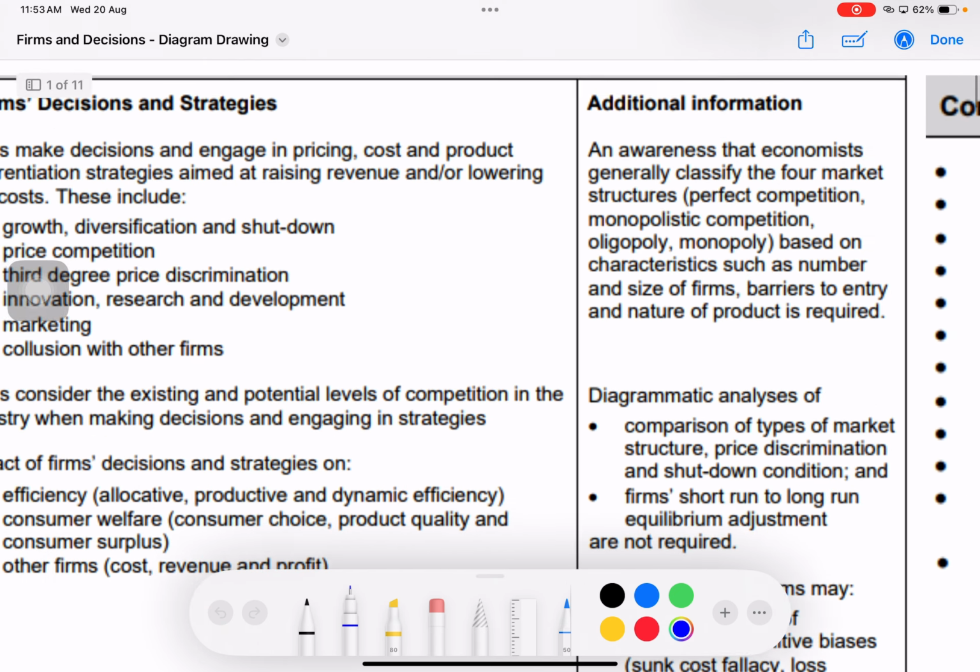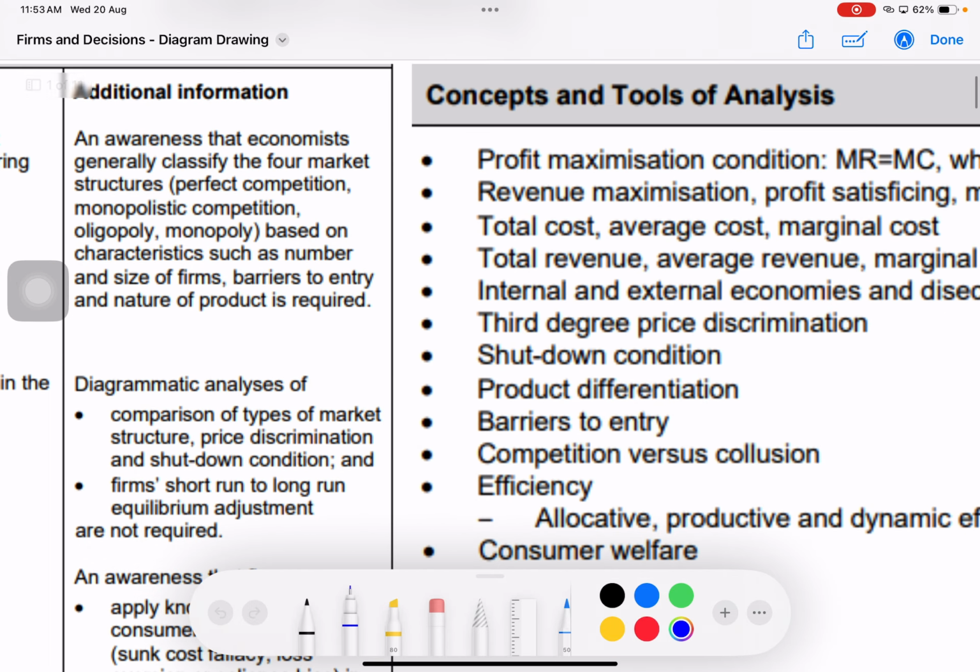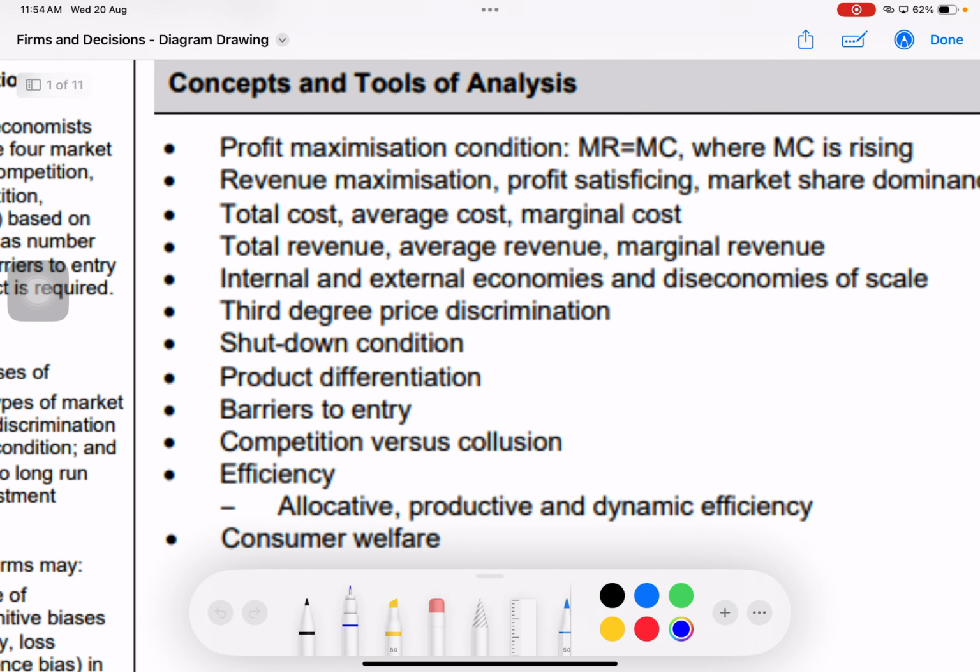Then the next thing is I also want to highlight this is actually the concept and tools of analysis, which I hope that you can look through and recognize that which are the things that you know or which are the things that you do not know. So on the diagram that you will be drawing later on, you will be seeing how all these concepts will be used. For example, deciding on the profit maximizing level of production. This is where you look at MR equals to MC. Then the last lesson I went through with you why MR equals to MC already.